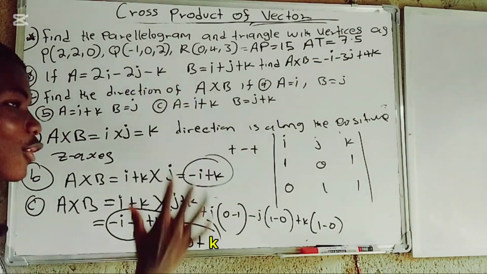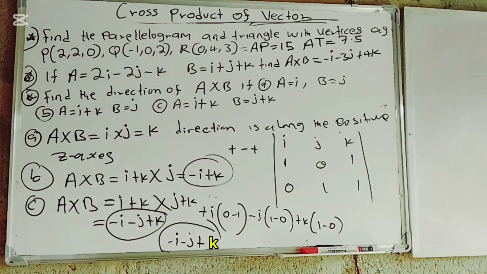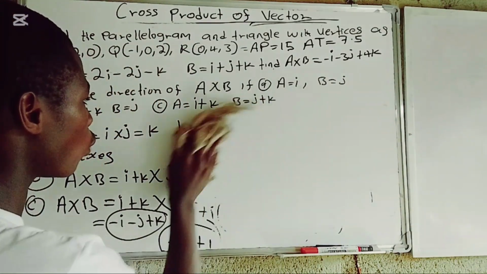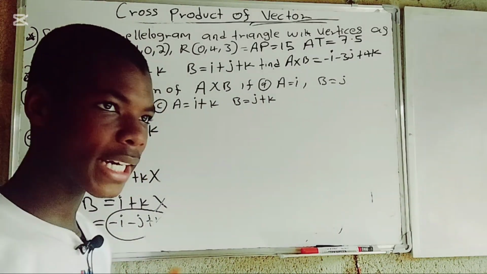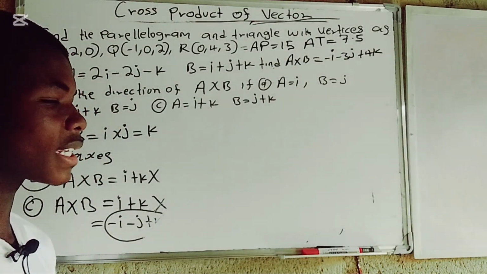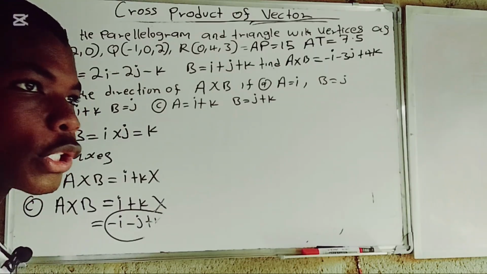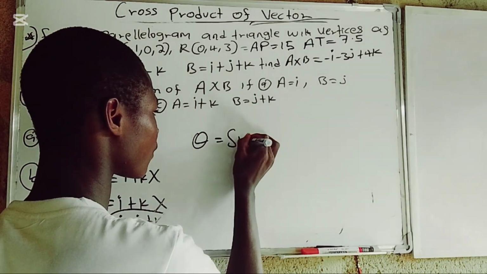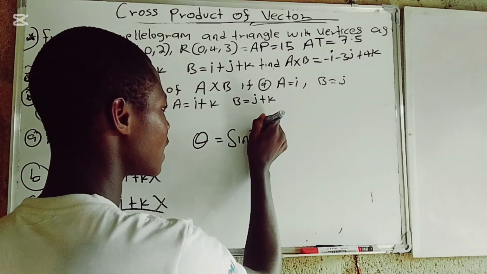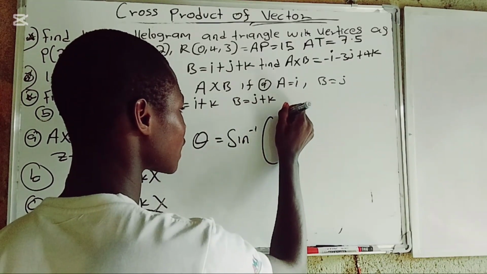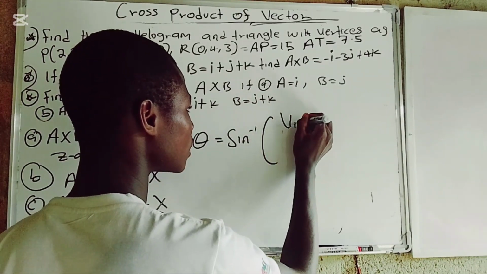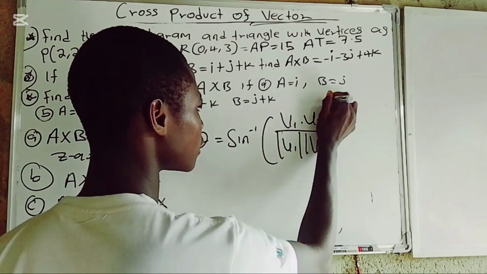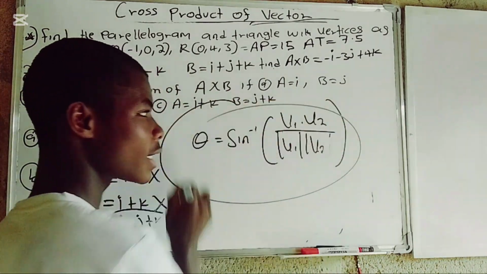I hope this video for cross product is very helpful to you guys. One thing that I want you to know is about the angle in cross product. If you check the description of this video, you will see where I pasted a link for dot product. The same procedure applies to find the angle in cross product, which is angle equals sine inverse of, let's say, v1 dot v2 divided by magnitude of v1 and magnitude of v2. Guys, it is all the same way.